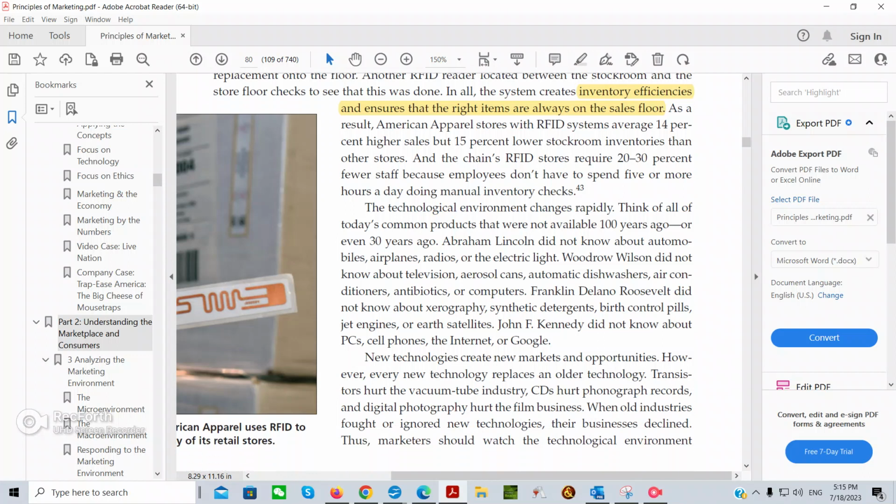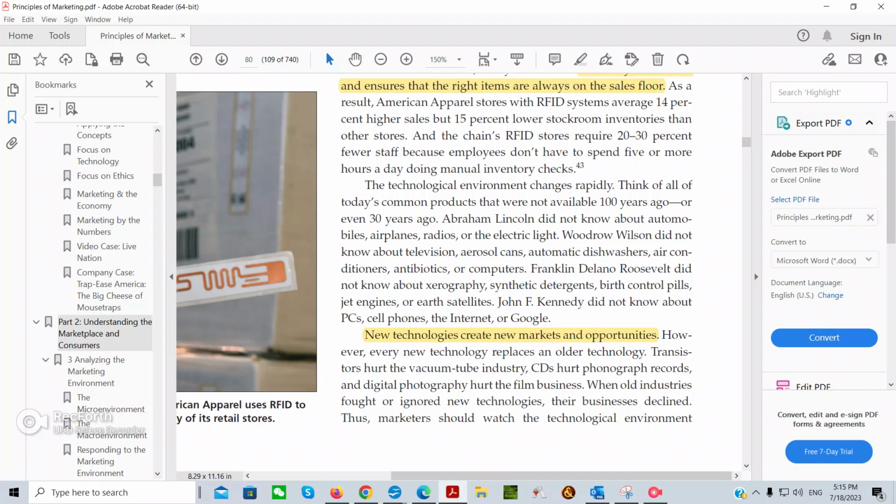John F. Kennedy did not know about PCs, cell phones, the internet, or Google. New technologies create new markets and opportunities. This is the point. However, every new technology replaces older technology. Transistors hurt the vacuum tube industry. CDs hurt phonograph records. Digital photography hurt the film business. When old industries fought or ignored new industries, their business declined.